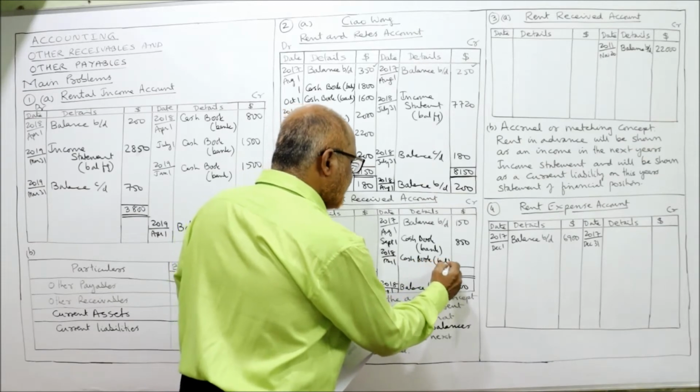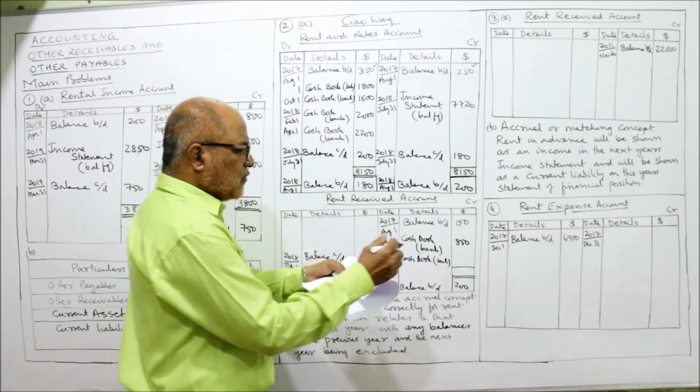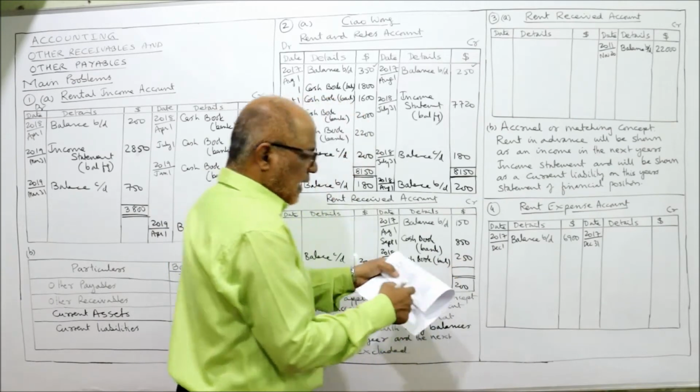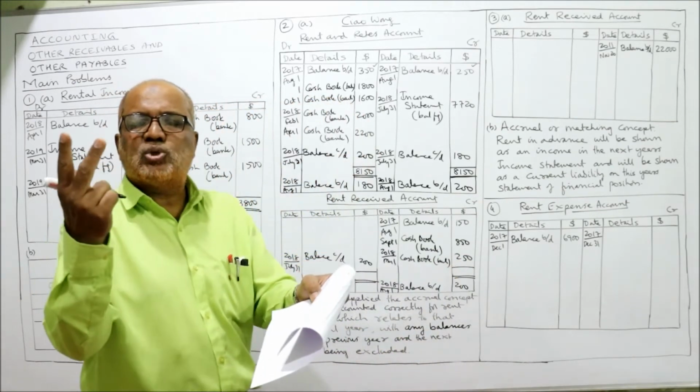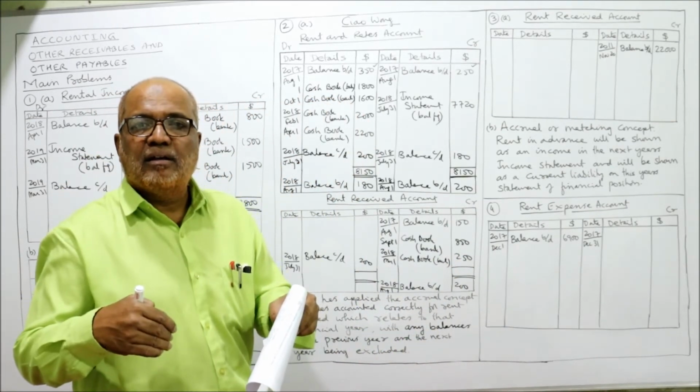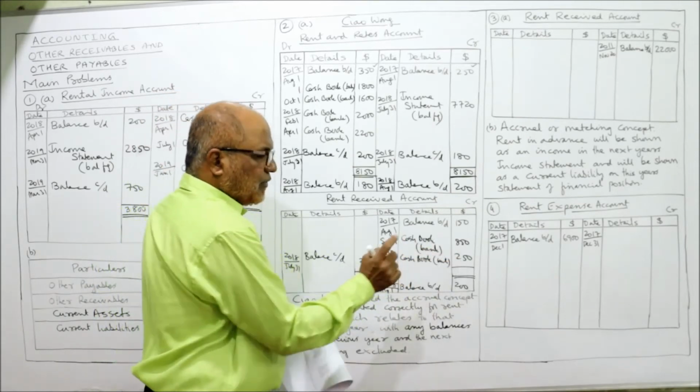Bank. How much is the amount received? $250. So 850 and 250. These two amounts are received. So that's why credit side 850, 250.